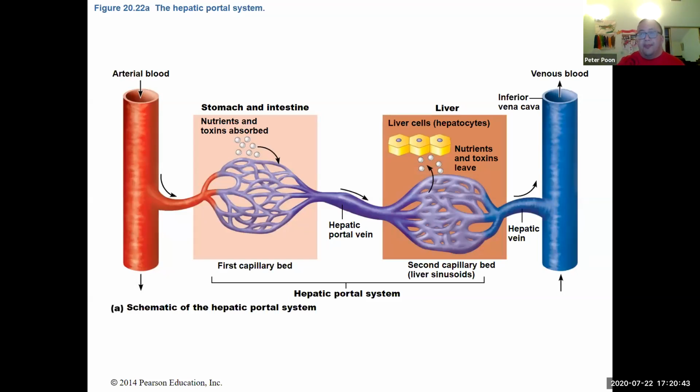So if you're alcoholic, the first thing that goes wrong, right, is your liver, because the stomach absorbs alcohol and then it goes through here into the liver. Okay.